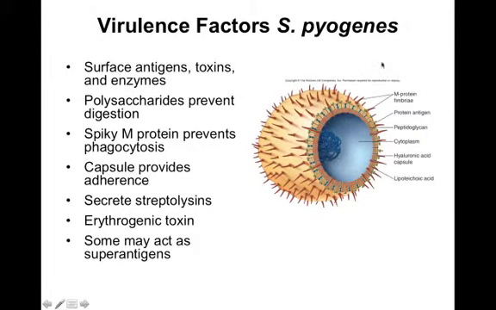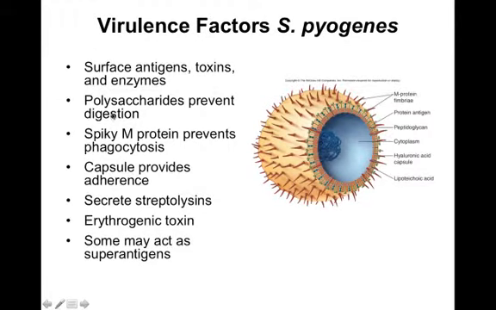So, some virulence factors of Streptococcus pyogenes: surface antigens, toxins, and enzymes. Just like other strep organisms, they produce a lot of toxins. There's an erythrogenic toxin and streptolysins, both of which result in hemolysis, or lysing of red blood cells.